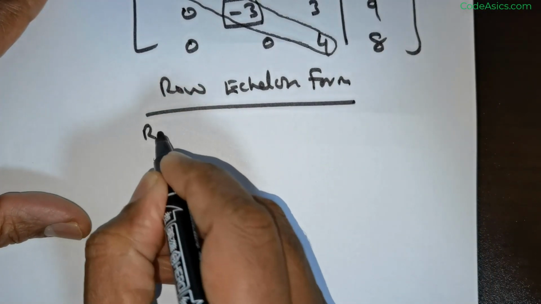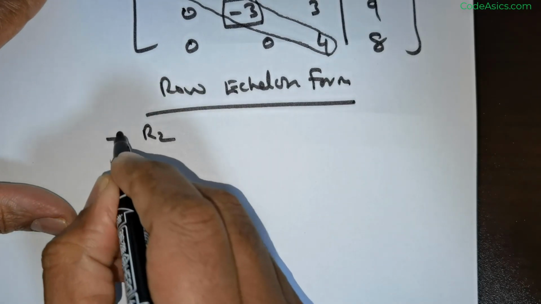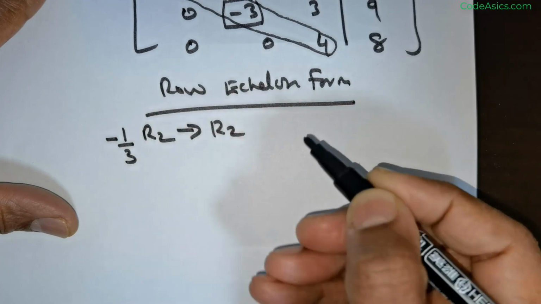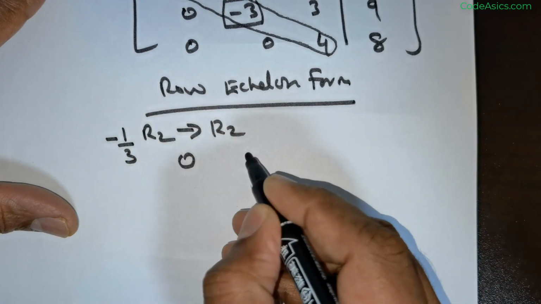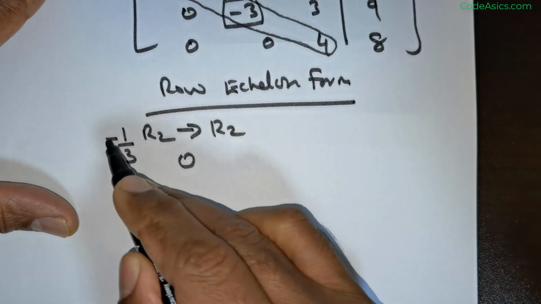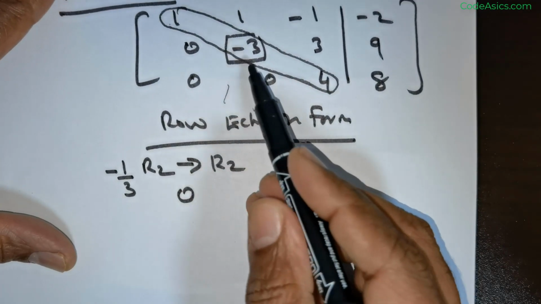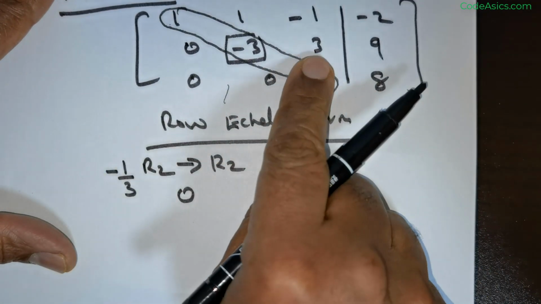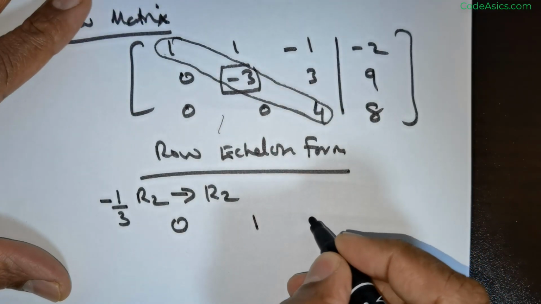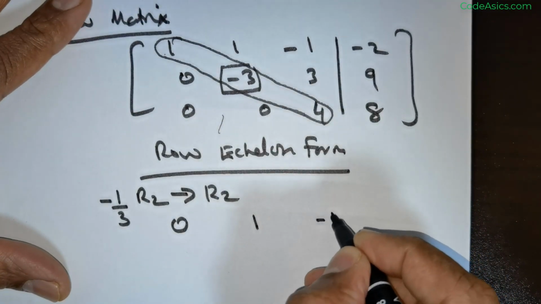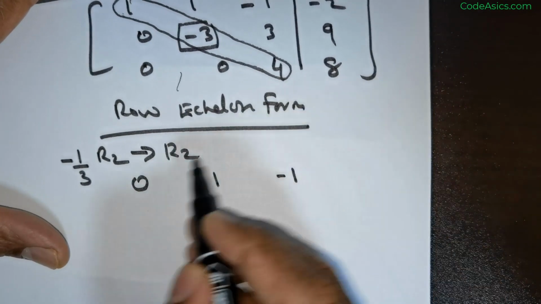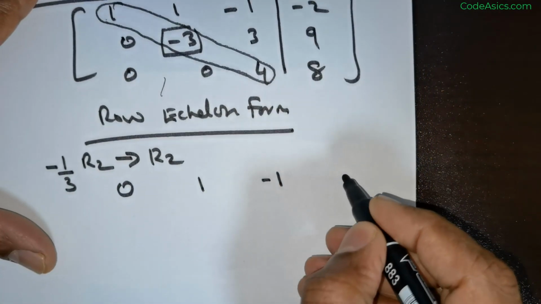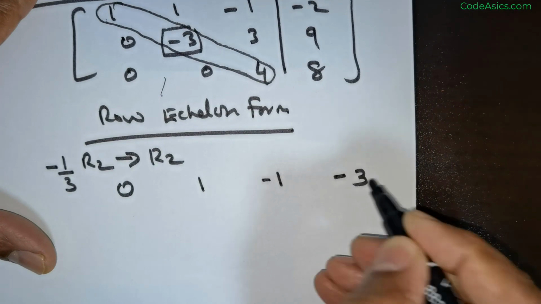This has to be made as 1. So what I'm going to do is take R2 and multiply it with negative 1 over 3. This is going to be my new R2. Let me write down the R2: 0, negative 1 over 3 multiplied with negative 3 is going to give me 1. Negative 1 over 3 multiplied with 3 is going to give me negative 1. And negative 1 over 3 multiplied with 9 will give me negative 3.